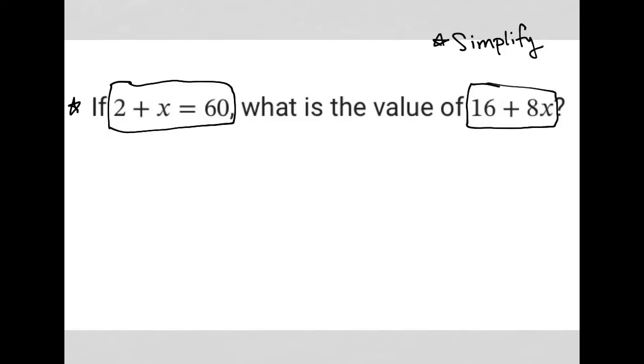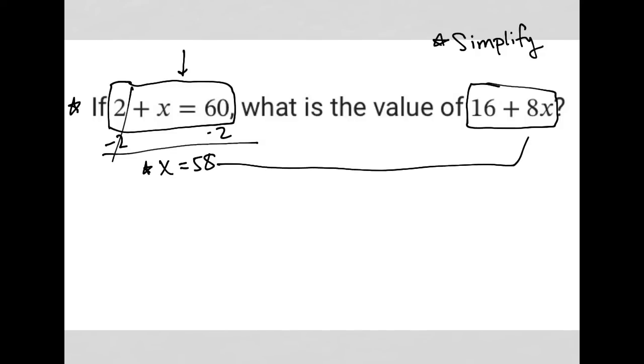So the question says, if 2 plus x equals 60, what is the value of 16 plus 8x? The most straightforward way to solve this is just to take this equation provided, solve for x by subtracting 2 from both sides of the equation. That crosses out the 2 on the left-hand side and leaves you with x equal to 60 minus 2, which is x equals 58.